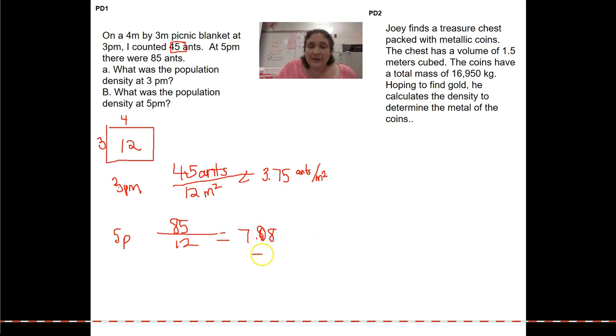Okay, so you could round that to be 7.1. So now at 5 o'clock, there were 7.1 ants per meter squared on the blanket. That's literally population density. The only thing that you might see a little differently to elevate this problem is asking you to compare the two and say which is greater or less.